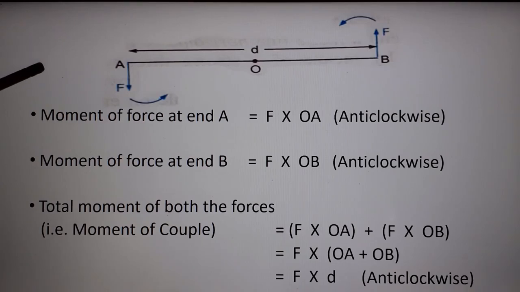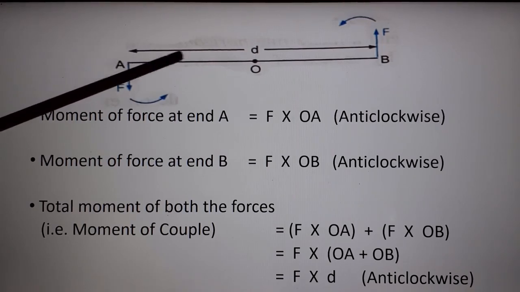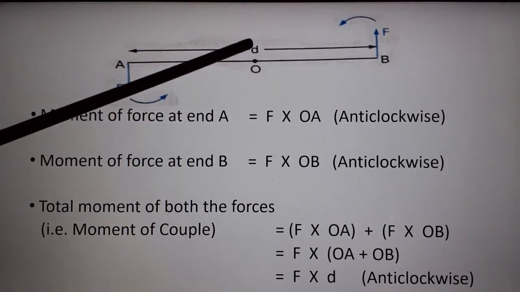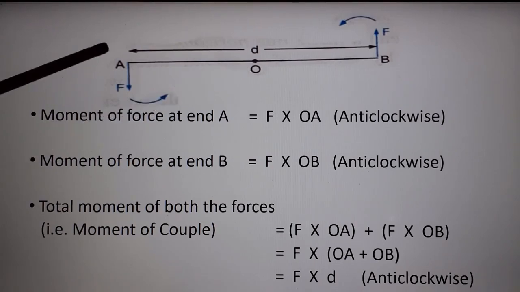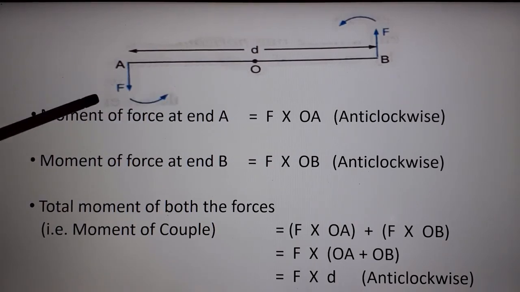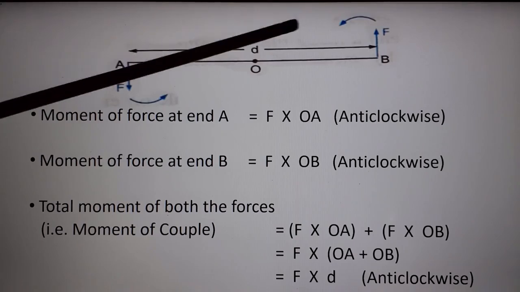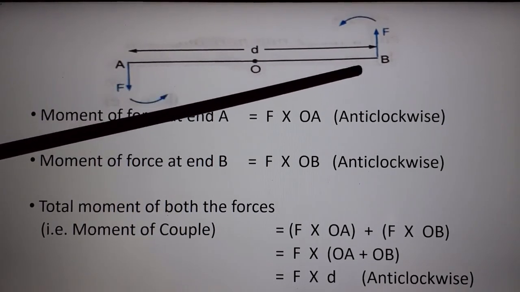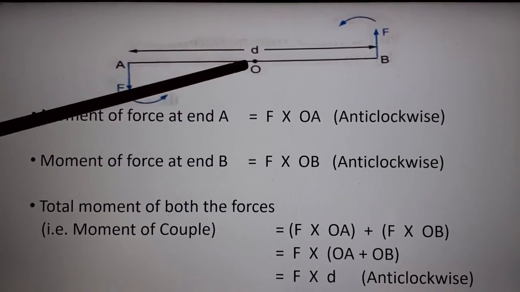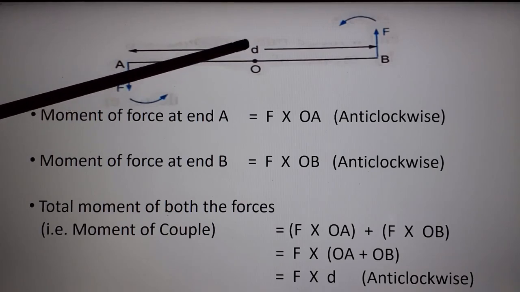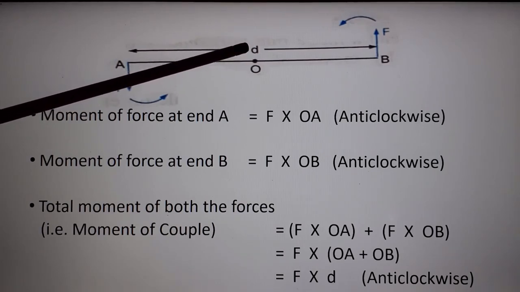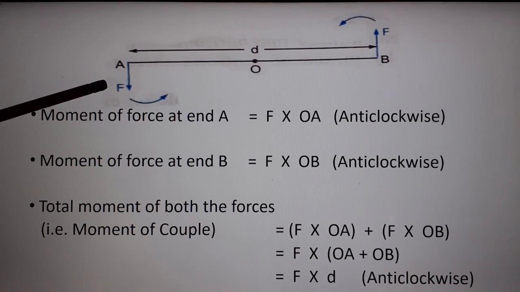Now, let's talk about the formula for finding the moment of a couple. For deriving the formula, we are taking an object AB which is pivoted at point O. Now we are applying two forces, F at point A and F at point B. The distance between A and B we have taken is D. This distance is also called the couple arm. Now these two forces are equal in magnitude and opposite in direction, so they are forming a couple here.